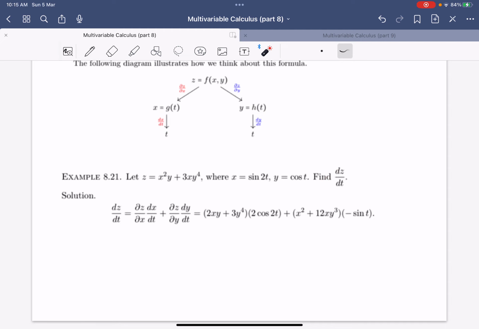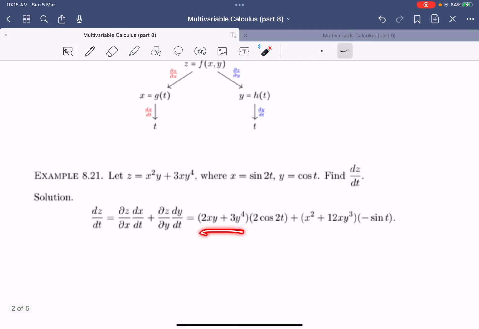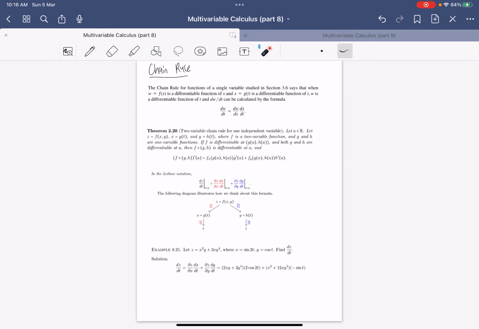Well, we just do our chain rule. dz/dt equals partial z over partial x times dx/dt plus partial z over partial y times dy/dt. Partial z differentiated with respect to x will be the following, and dx/dt is this, and for partial z over partial y it is x squared plus 12xy cubed, then you times minus sine t, and so we are done.